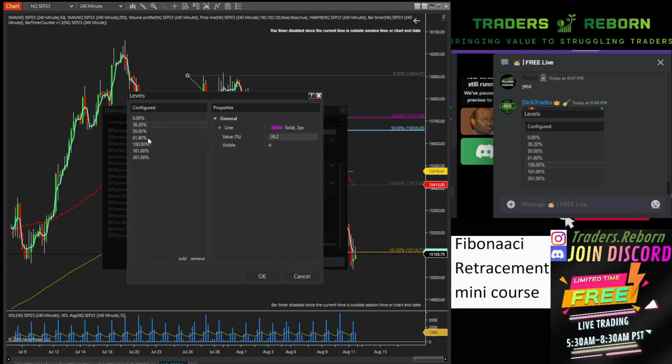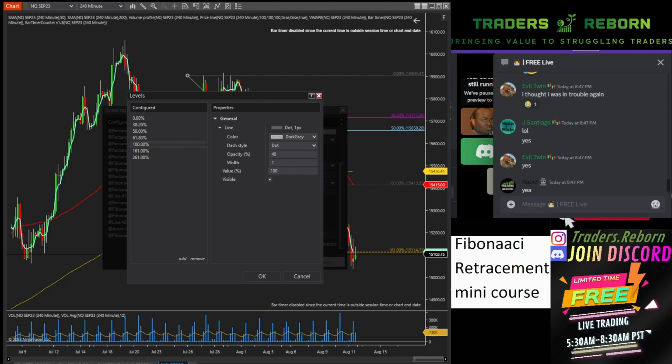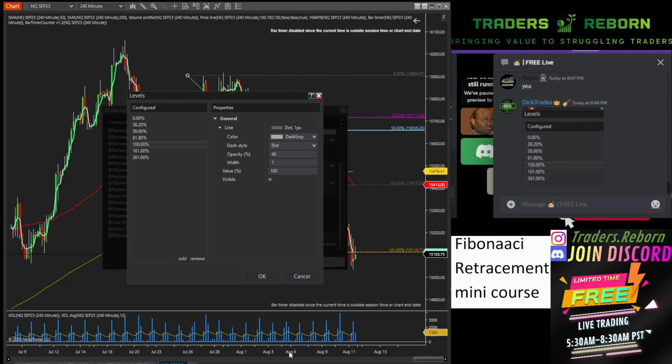The way you do the settings is right here. You go into 38%, drop down menu, change the color and opacity. I like 60% because I don't like it too bright. But 0% and 100% should be your dimmest gray color. As you can see, opacity is only 40% on these because I want it to be barely visible, just so that I know where I drew my pivot points, so I can reference it when I look back. Then 161 and 261 is golden. I like to leave it gold, and I like to leave that as a dash, because those are your target levels. That's where you want to target.